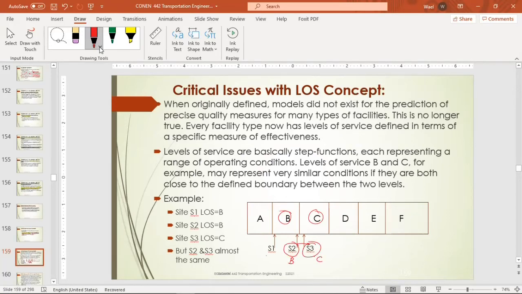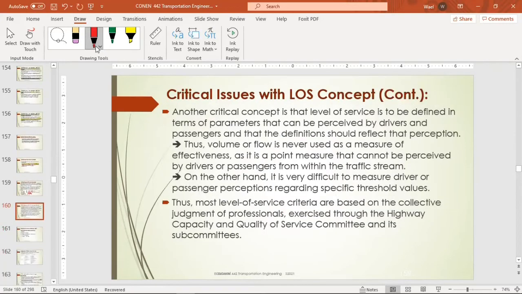Also, site one is significantly better than site two, but still B. So that's one of the deficiencies of this letter system. Level of service are basically step functions, each representing a range, which is basically what we are saying here in this slide.